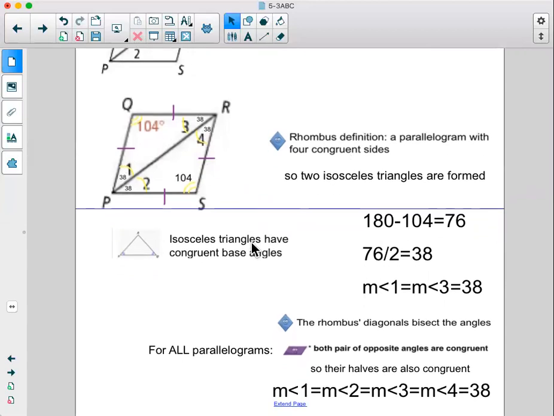Another way to solve the problem would be to remember that if it's a rhombus, this corner angle gets bisected. It's a parallelogram, so these angles started out the same. But it's a rhombus, so it got bisected, so their halves are the same. So there are a couple different ways to solve this one.